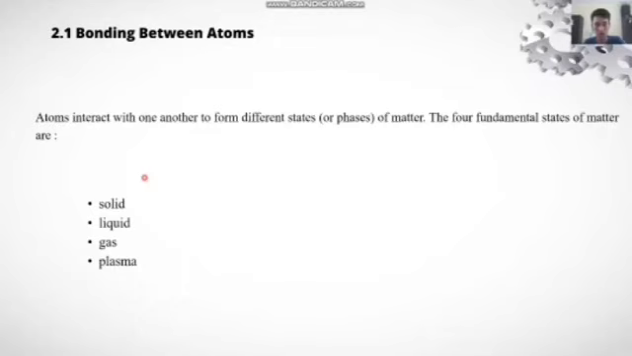Okay, next. 2.2, Bonding between atoms. Atoms interact with one another to form different states or phases of matter. The four fundamental states of matter are solid, liquid, gas, and plasma. Atoms are less tightly bound in liquids and gases than they are in solids, which results in a high degree of atomic mobility between atoms.